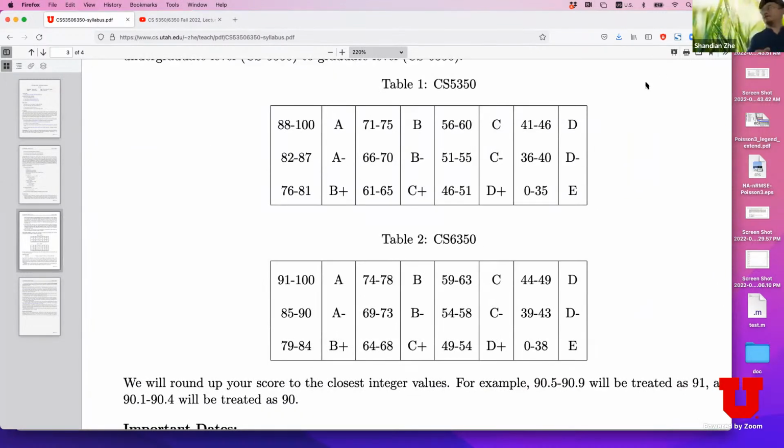Okay, could everyone see this clearly? Do I need to increase the font? Is everyone okay? Okay, thanks.